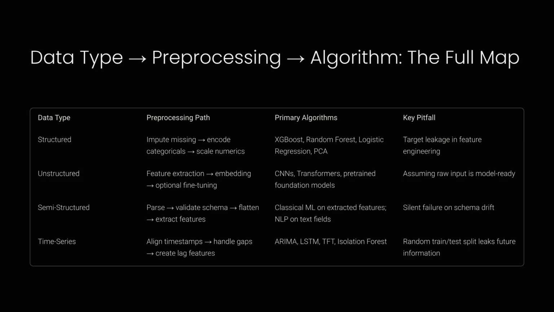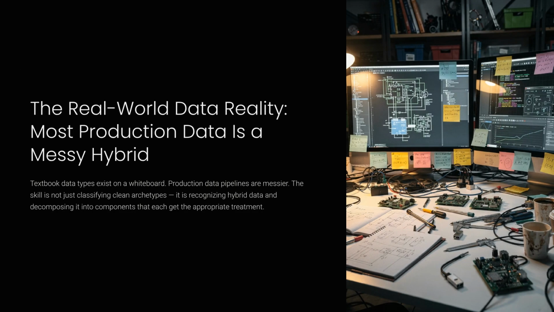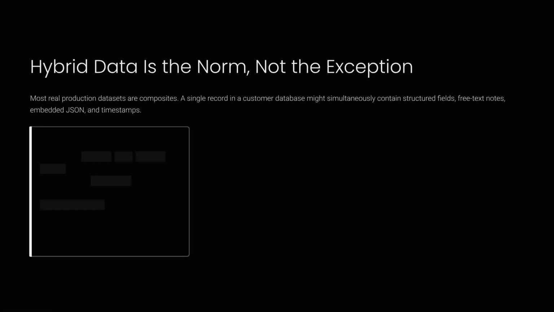This map summarizes the journey from data type to final algorithm, highlighting the required preprocessing and key pitfalls for each. Use this as a reference when starting any new machine learning project. The reality is that most production data is a messy hybrid. The skill is recognizing hybrid data and decomposing it into components that each receive the appropriate, tailored treatment. Hybrid data is the norm, not the exception.